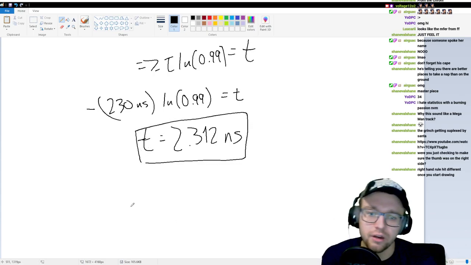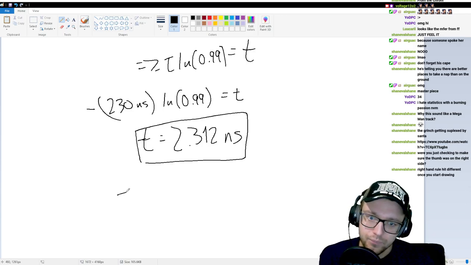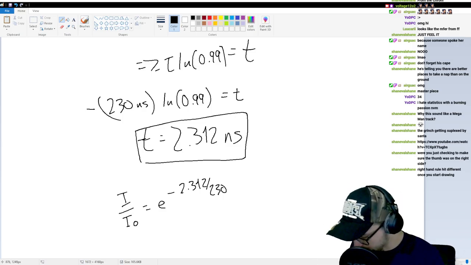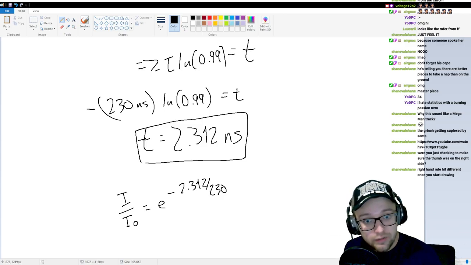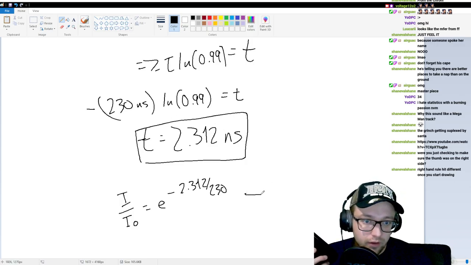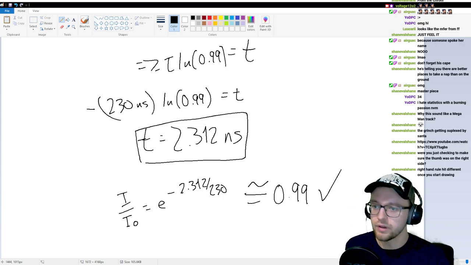And if we want to check, let's just put it in. So we have I over I naught equals e to the minus 2.312 nanoseconds over 230. Let's just check that. e to the minus 2.312 over 230 gives us approximately 0.99. All right, really easy.